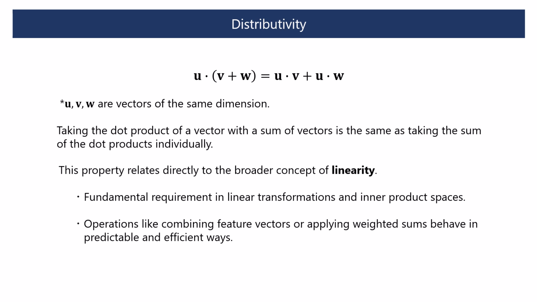the next important property of the dot product is distributivity. This means the dot product distributes over vector addition, and it is expressed in this way. Here, u, v, and w are vectors of the same dimension. What this tells us is that taking the dot product of a vector with a sum of vectors is the same as taking the sum of the dot products individually. If you write out the components and perform the multiplication and addition, you will see that both sides produce the same result. So, why is this property important?